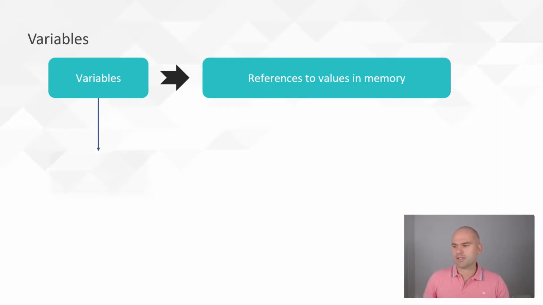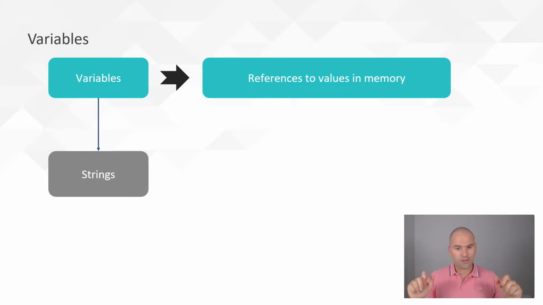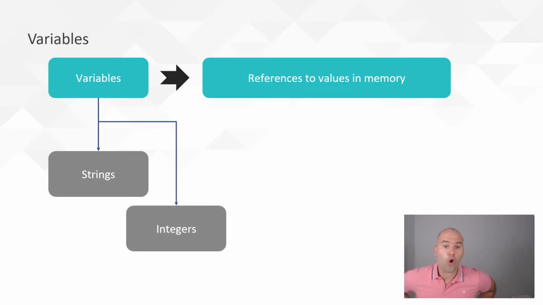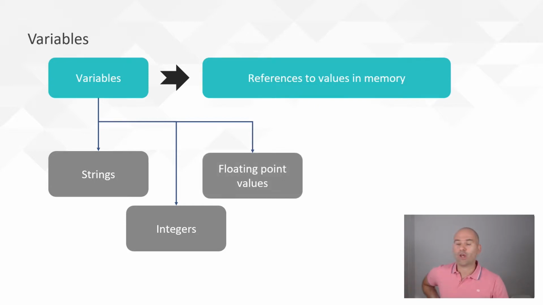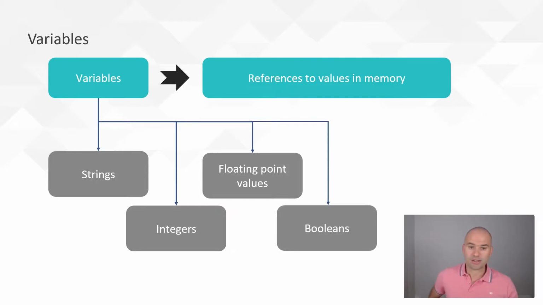So variables can be strings, which are basically a collection of characters, text variables. Variables can be integers, which are whole numbers, positive and negative. Variables can be floating point numbers or floating point values, which are decimal point numbers with high precision. Variables can be booleans. Booleans are either true or false. And so a boolean is generally used to control program logic.